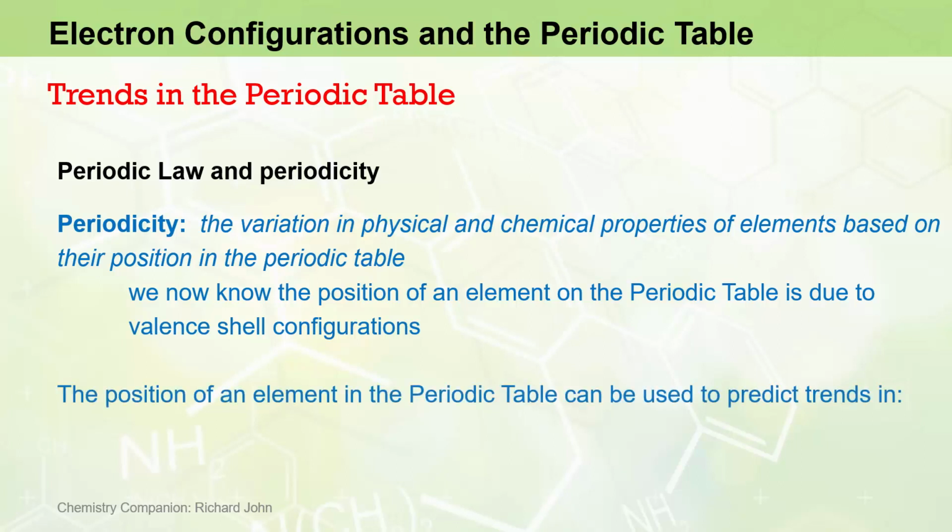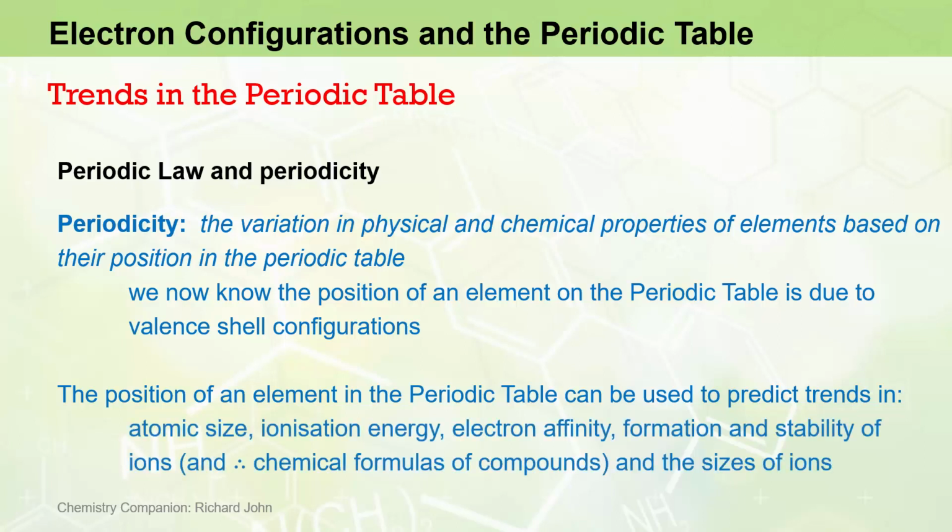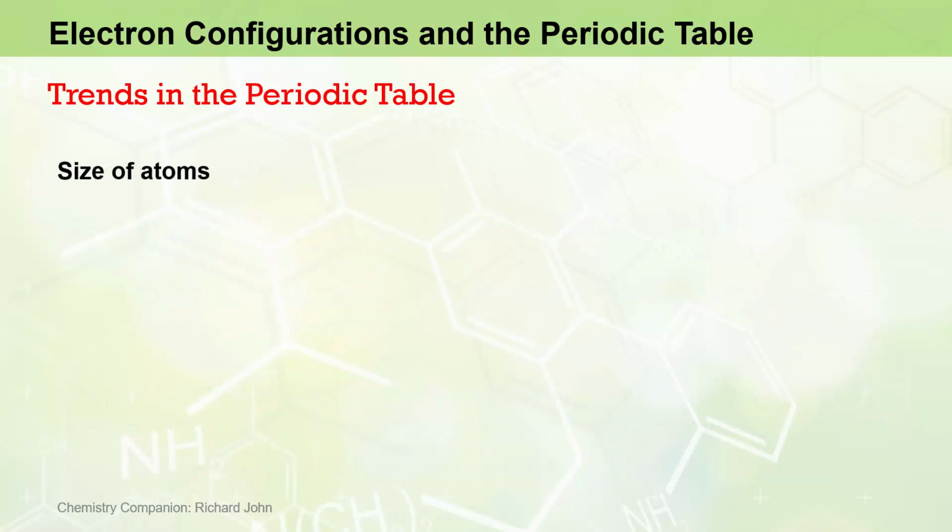And so therefore the position of an element in the periodic table can be used to predict physical and chemical properties and predict many useful trends in the periodic table, including atomic size, ionisation energy, electron affinity, the formation and stability of ions, and therefore the chemical formulas of ionic compounds, as well as the size of ions. We'll start by looking at the trends associated with the physical property of atomic size.